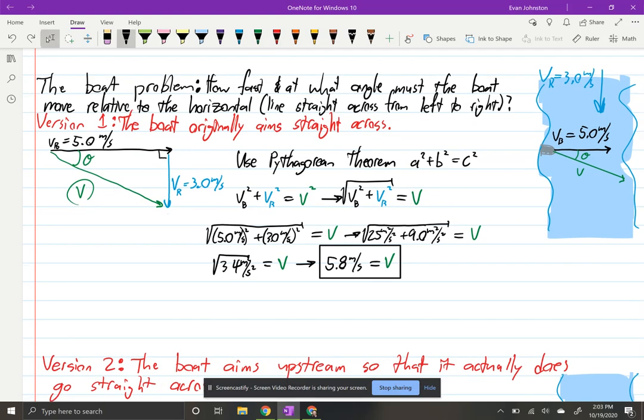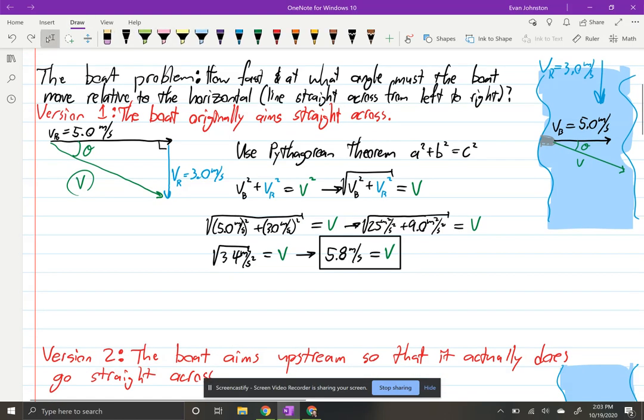You can absolutely use cosine, you can use sine. They both will give you the same answer. Actually, I would challenge you to use a different method than me here and make sure you get the same thing. So I'll use tangent though. So tangent of our angle is equal to, and tangent is opposite over adjacent, so now we just have the speed of the river over the speed of the boat.